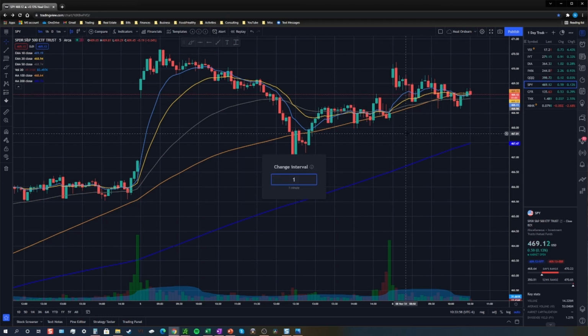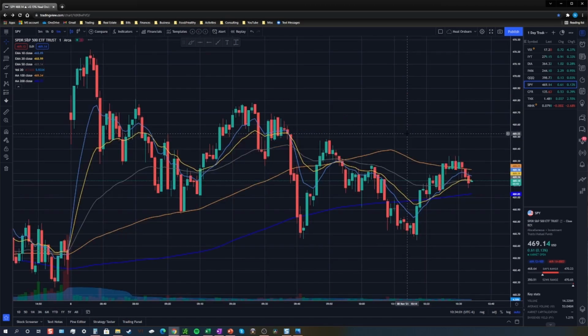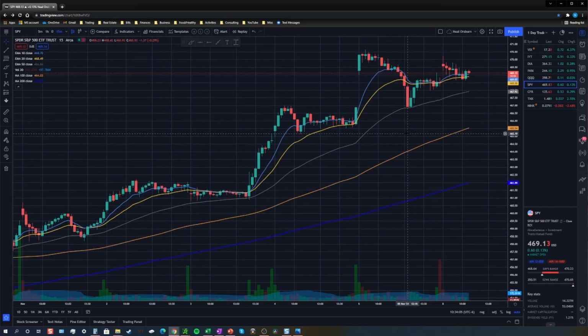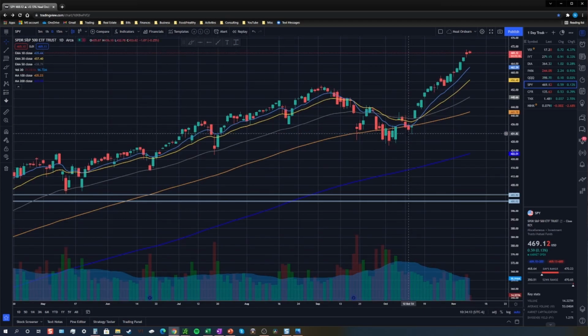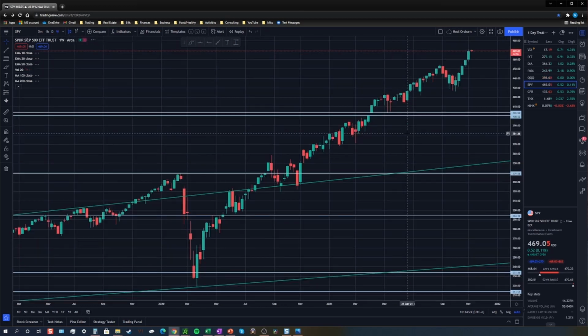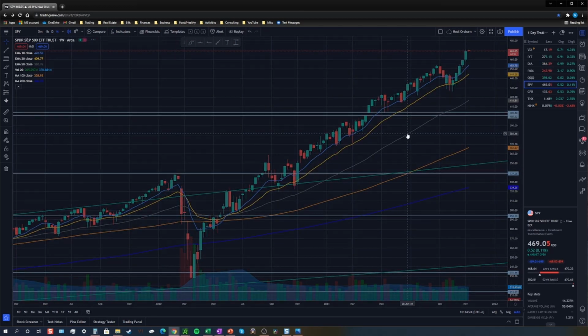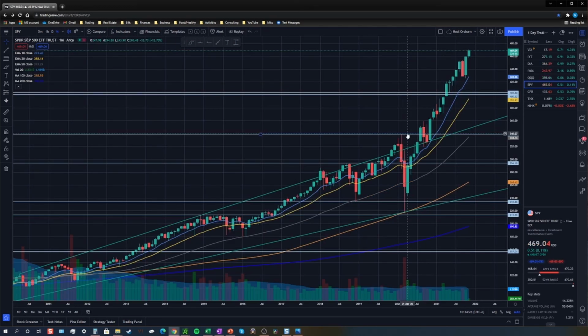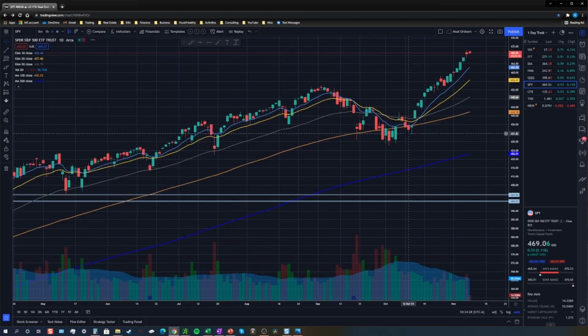If you want to go to a 1 minute, just hit 1, and it will go to 1 minute. If you want to go to 15, just type in 15. If you want to go to a daily, you have to type in 1D, and that will put in a daily. If you want a 1 week, 1W. If you want 1 month, 1M. So that's how you do that.